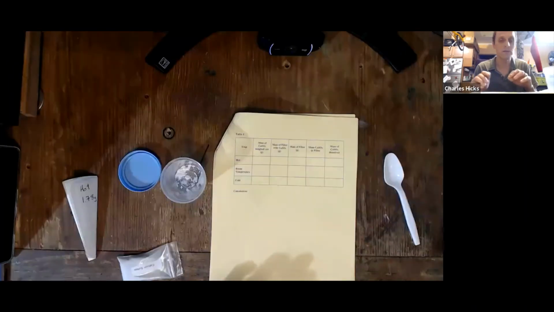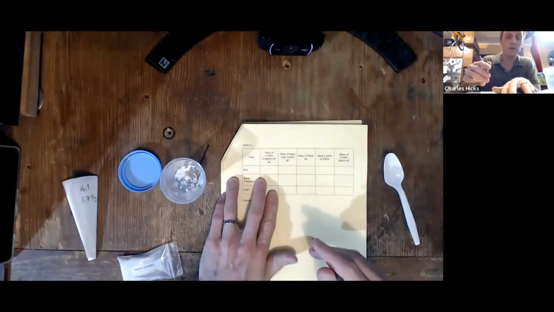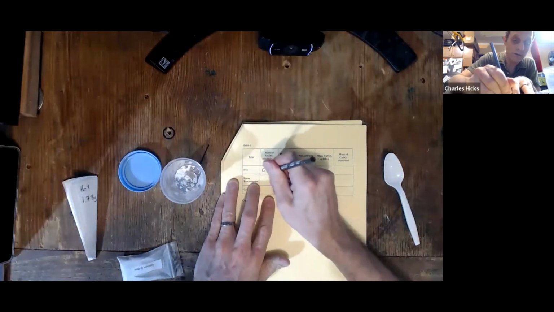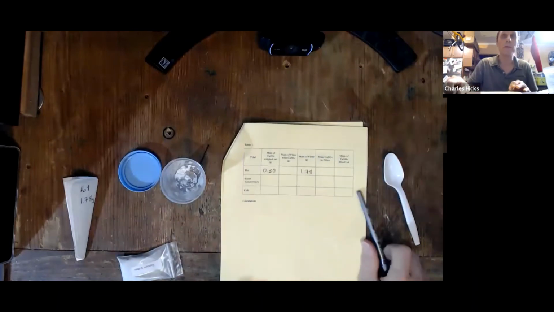Now, both of those masses we ought to get recorded in the data table. So we had to weigh out about 0.50 grams, and it happened that we did weigh out 0.50 grams actually. And the mass of the filter is 1.78 grams.